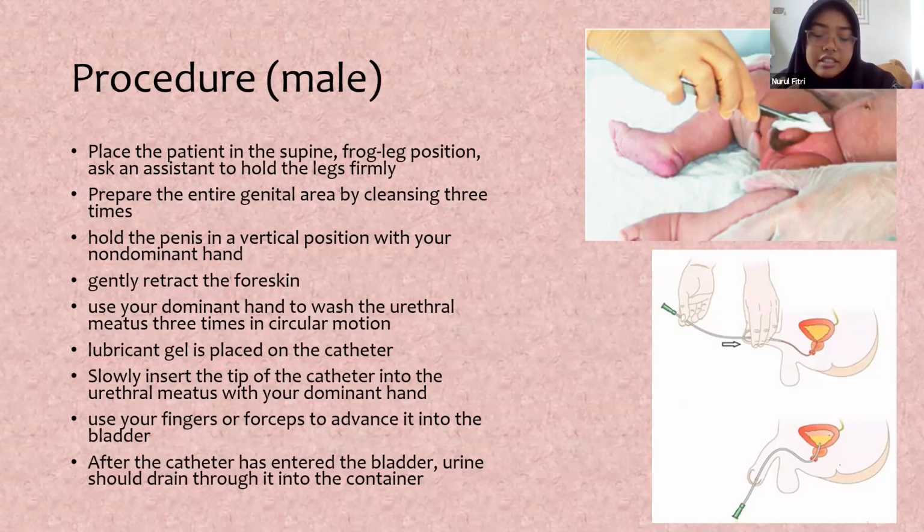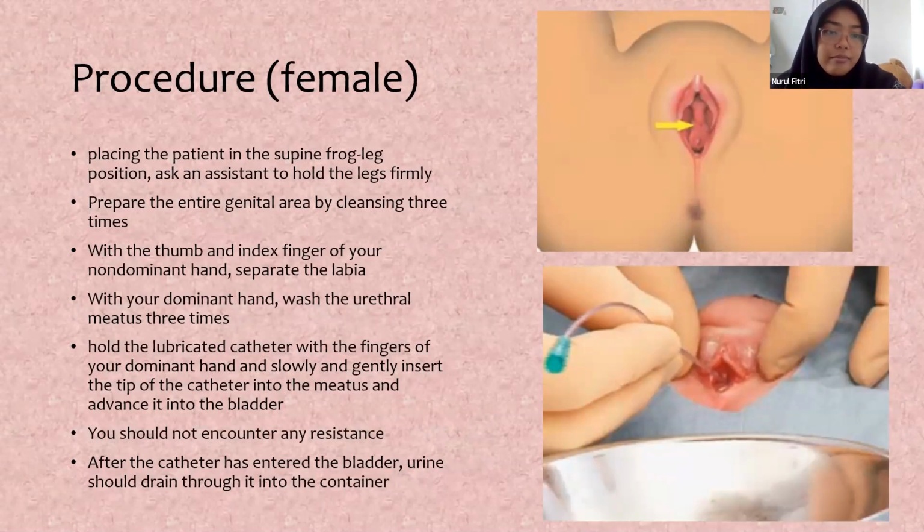Because this is the male, it has this curving anatomy at the base of the penis, just like in the picture below. So what we can do is gently retract the penis so that it reduces the resistance when we want to insert the catheter. The sign that we have reached the bladder is when urine drains into the container. Okay. Next.